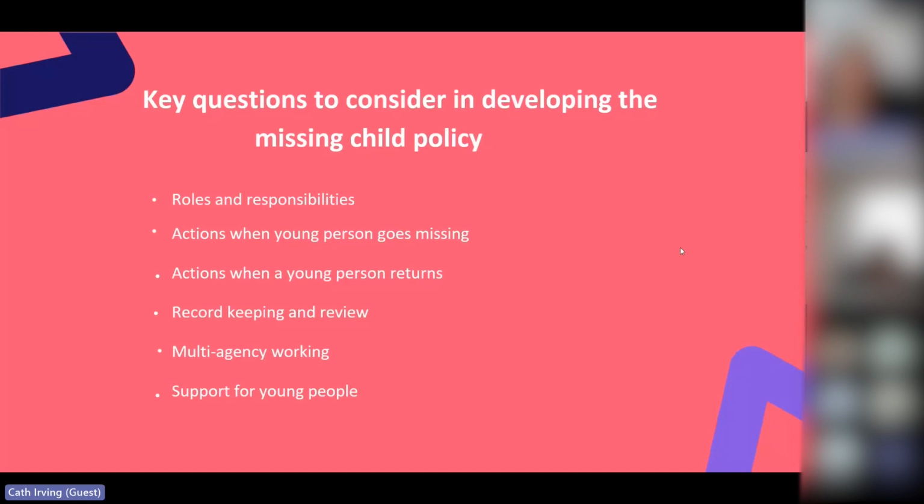So within the handbook, we have some key questions as well around that missing child policy. It sets out the roles and responsibilities, the actions that you're going to take when a child or young person goes missing, record keeping and how you're going to review them, how you're going to work with other agencies, and the support you're going to provide. So again, I've set out within documents and questions, examples being: what records will be kept when a young person goes missing, who should be contacted when a young person is found, how will staff engage with the independent return interview, and how will the setting engage with risk management meetings when a young person is frequently missing. That's just an example of some of the questions.